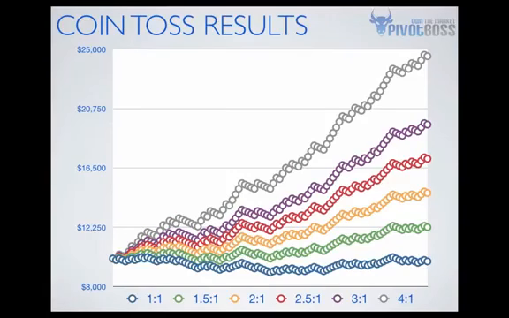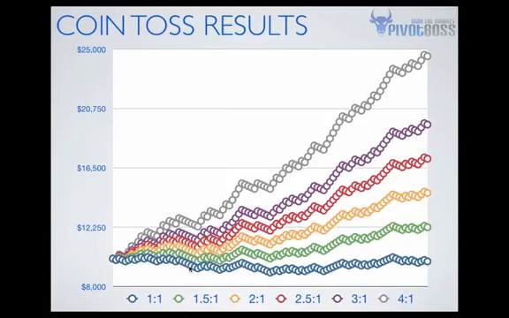So this is the coin toss results. These are my actual coin toss flipping results. I flipped the first coin and it came up heads. I made money. Second coin, lost money. Third coin, made money. Then lost and lost. Made. And I started off with a virtual $10,000 account, right?